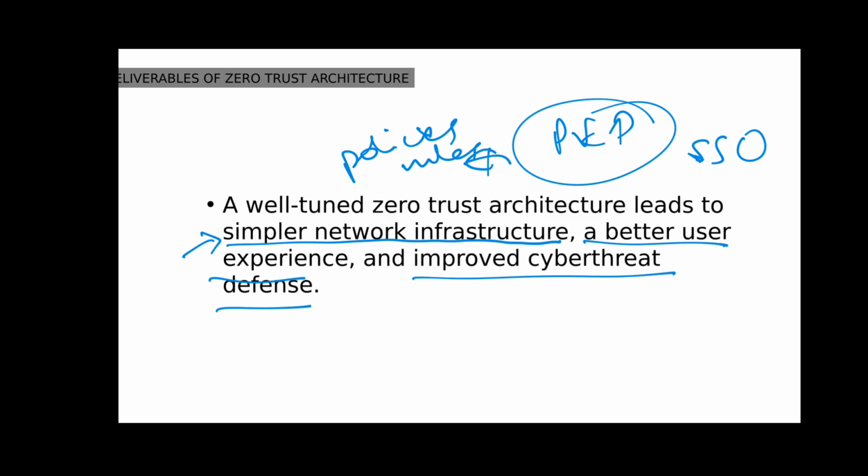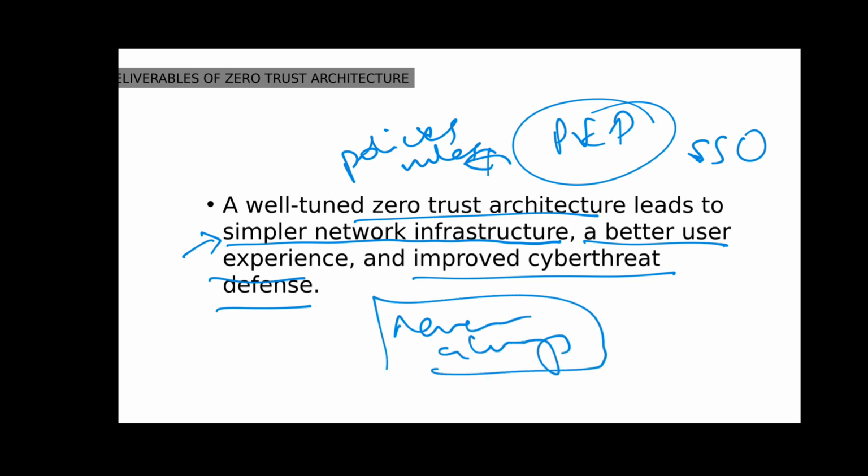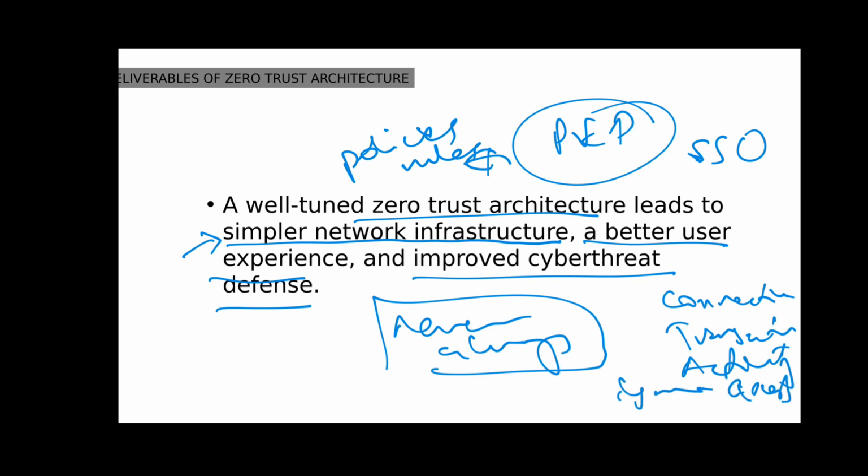It also improves the cyber defense. We are saying that the zero trust architecture says never trust, always verify. So this improves the cyber security posture of the organization, because you are checking every connection, every transaction, every activity that is happening in the network, and you are dynamically provisioning access to resources.